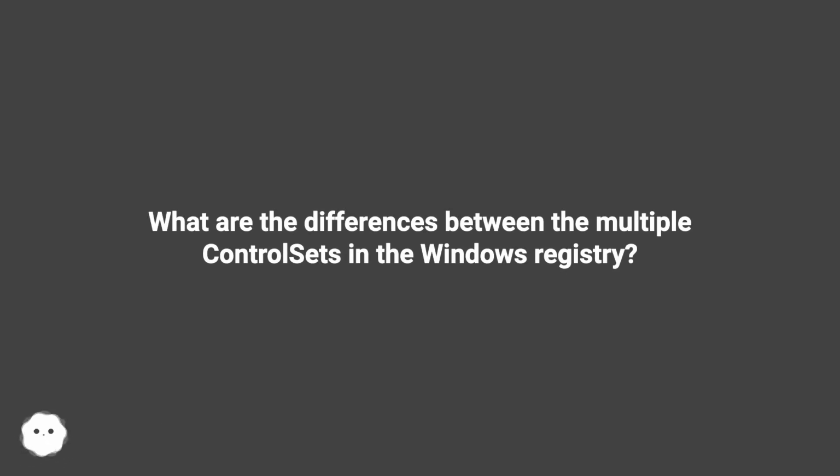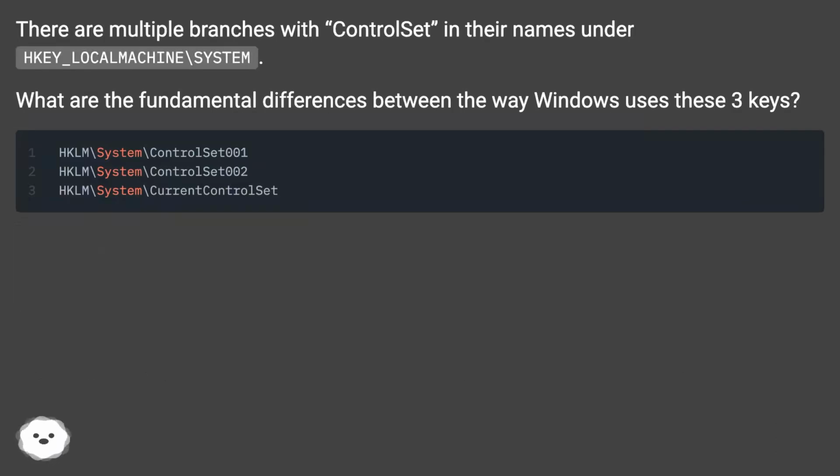What are the differences between the multiple control sets in the Windows registry? There are multiple branches with control set in their names under HKEY_LOCAL_MACHINE\SYSTEM. What are the fundamental differences between the way Windows uses these three keys?